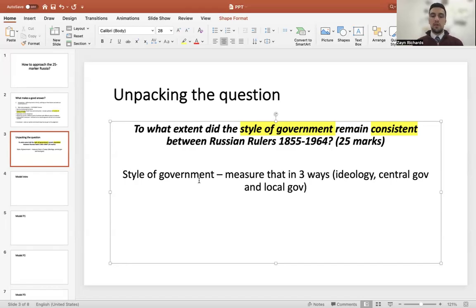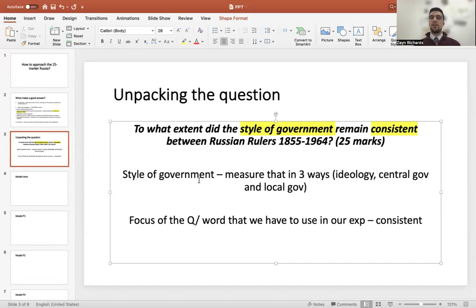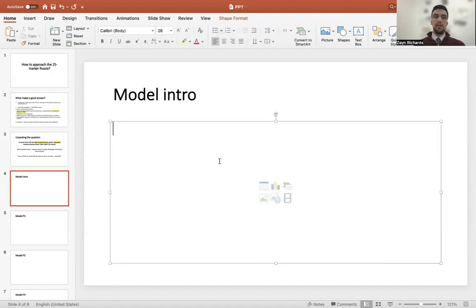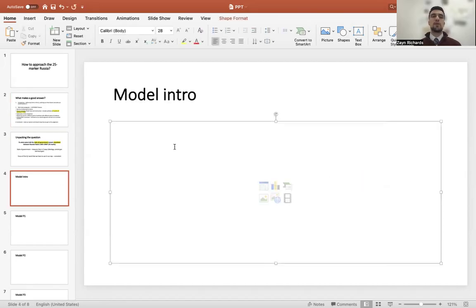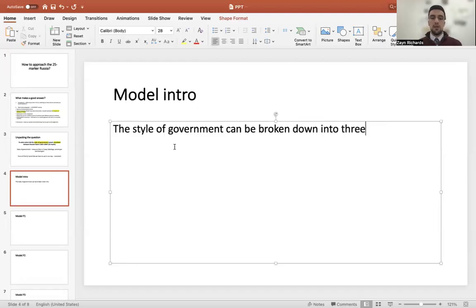The focus of the question, or the word that we have to use in our explanation, is the word consistent. That's something we need to be constantly referring back to when we are doing our answer. With that being said, I'm going to jump straight into writing the answer, and I'll talk you through as I'm going and highlight on the screen the different parts I'm doing. For the introduction, this is what makes a strong one: defining the key terms in the question, outlining our three factors, and then introducing our overall position. So it might go something like this: the style of government can be broken down into three different aspects.